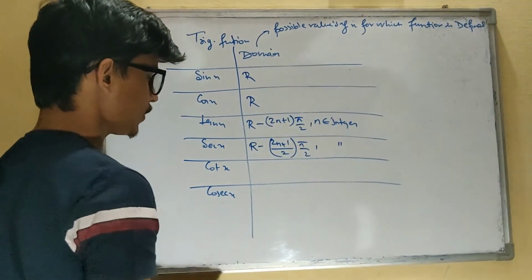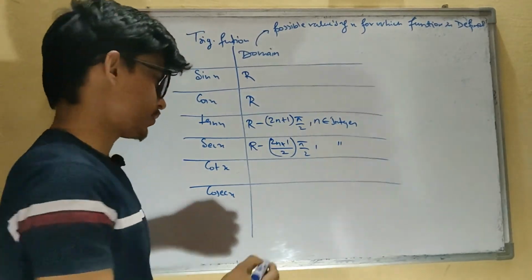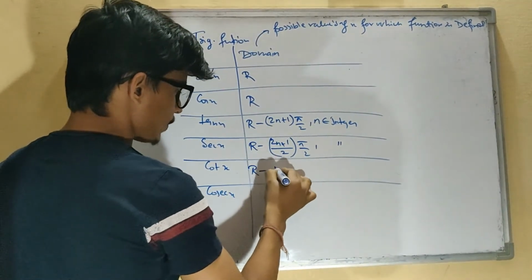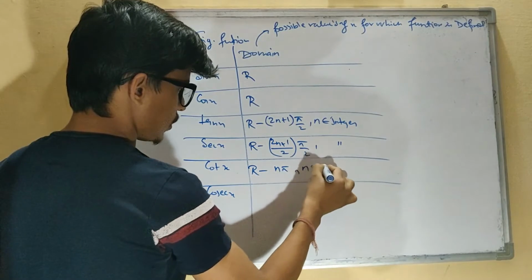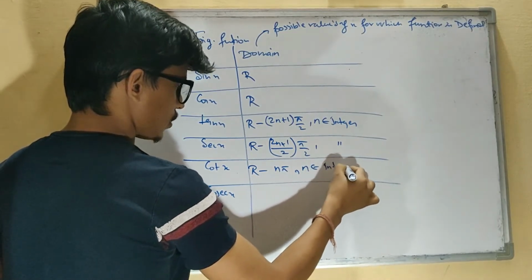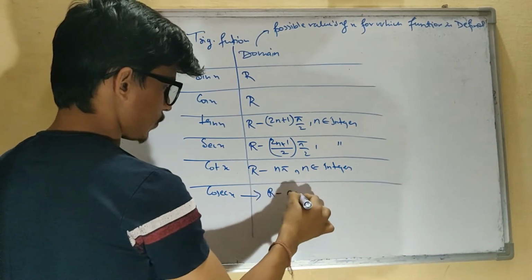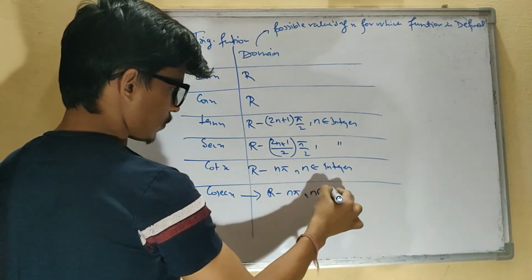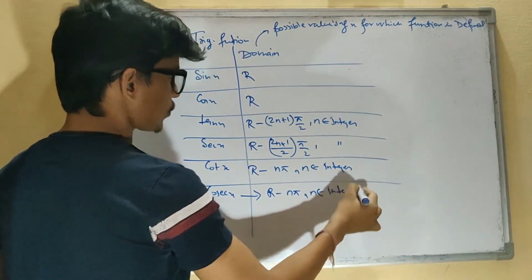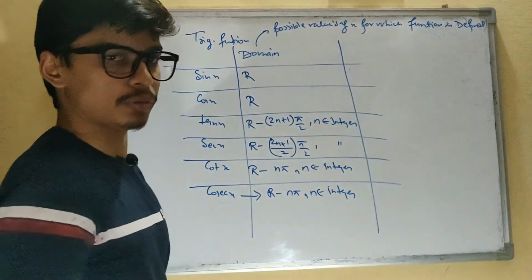So what about cot x? Cot x is cos x upon sin x, so all real numbers except n pi, where n belongs to the integers. And for cosec x, same thing. Okay, so this is what the domain is.